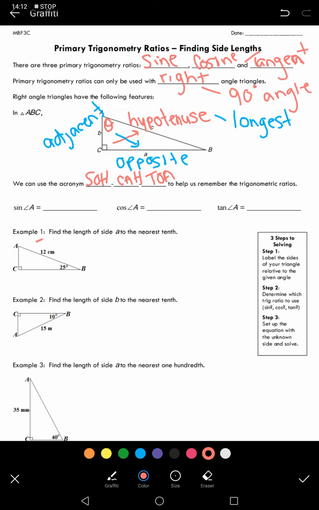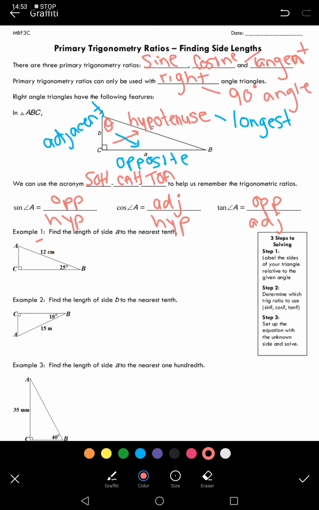Okay, so just to write those out, obviously we have O, H, and A here. Those are going to represent opposite, hypotenuse, and adjacent. So for sine is OH, which means we have opposite over hypotenuse. Cos is A over H, so we have adjacent over hypotenuse. And lastly, tan, we have O over A, which is opposite over adjacent. It's going to be important to remember those so you don't get them confused in any way.